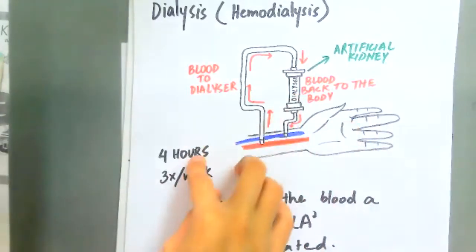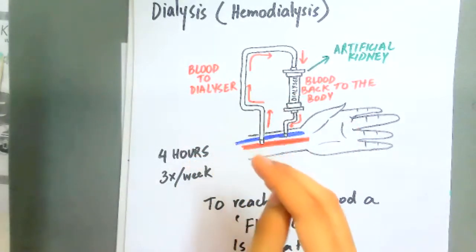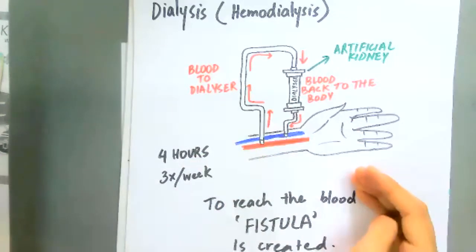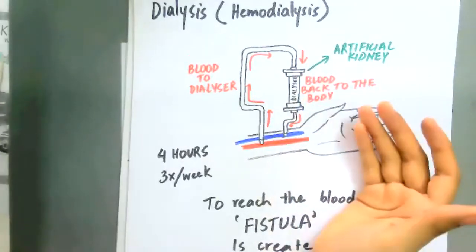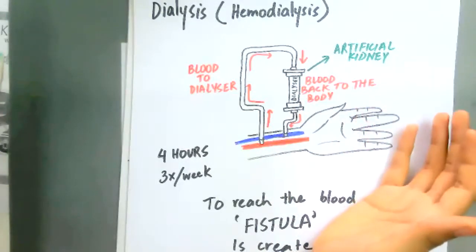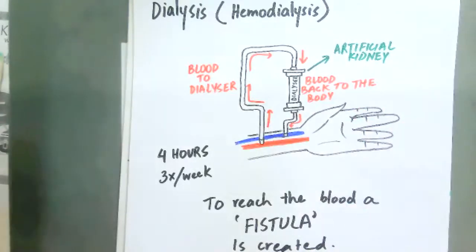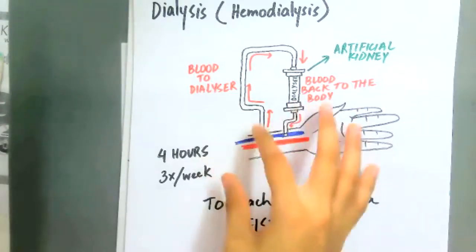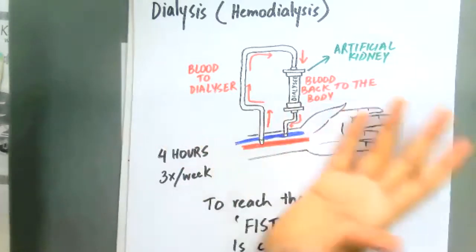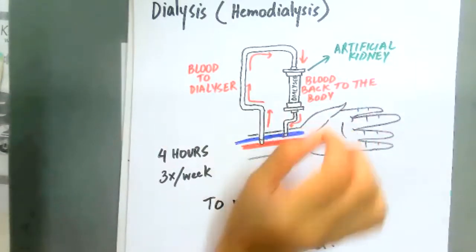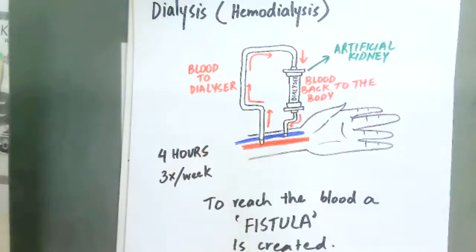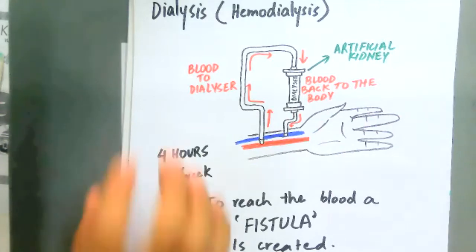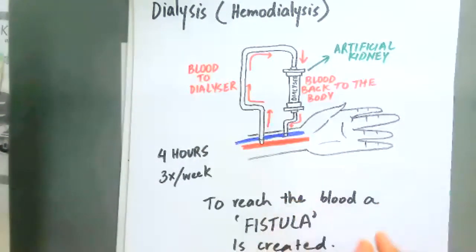So this can take 4 hours and you have to visit the hospital like 3 times a week. Okay, and this can be an artificial kidney, but obviously the natural kidney is way more efficient. So first of all, there's so much blood in the body and we need to get it done fast, because it takes so much time. So we need to reach the blood, we need to create this gateway and we call it a fistula.